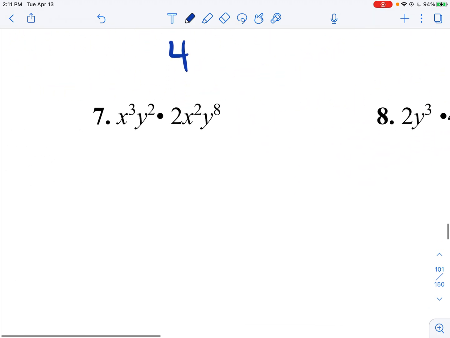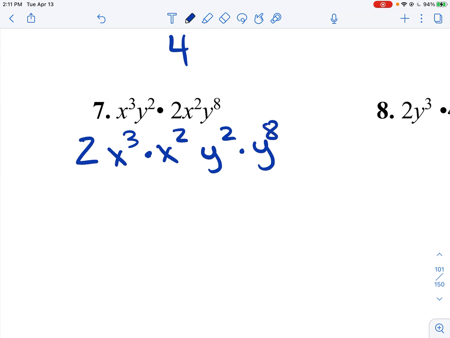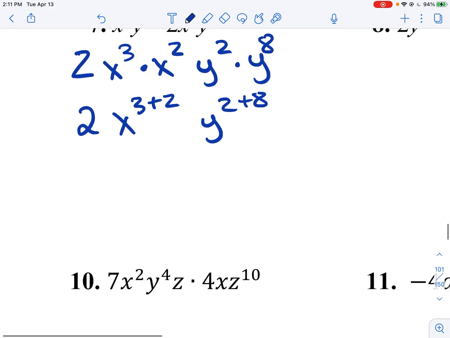Okay, let's go here. My coefficients I do first. So I have a 2. I have an x to the 3rd. I have an x squared. I have a y squared. I have a y to the 8th. 2 just gets written down. Then I have to add my exponents. When they have like bases, I add my exponents. 2 to the 5th power, y to the 10th power.